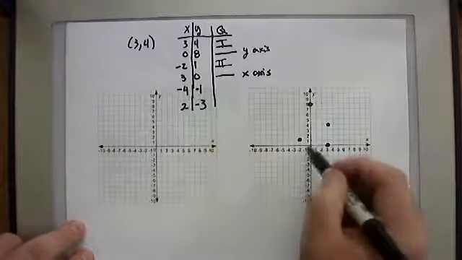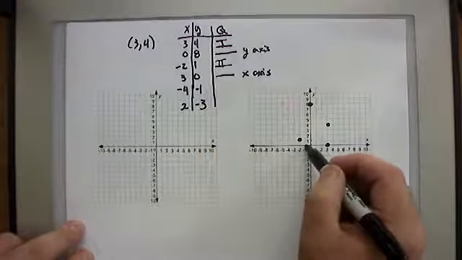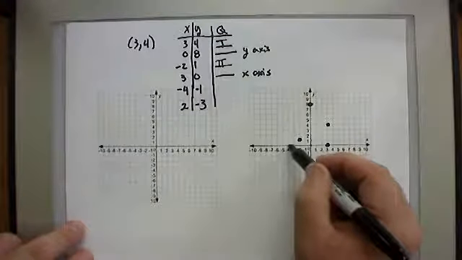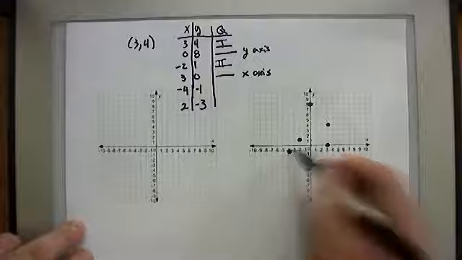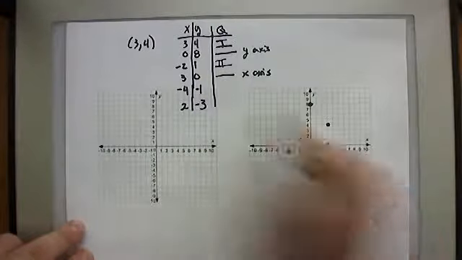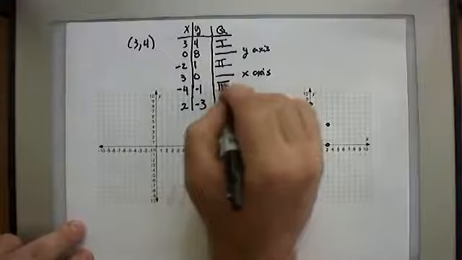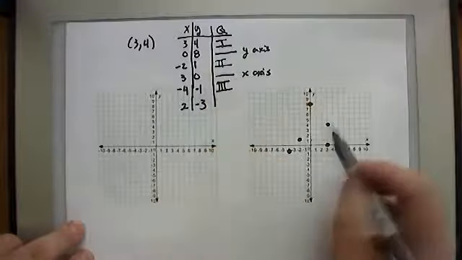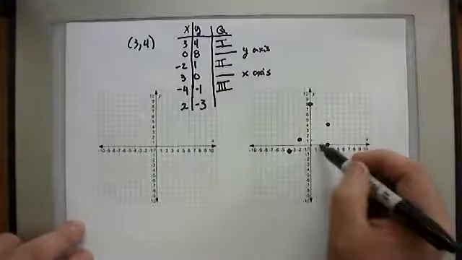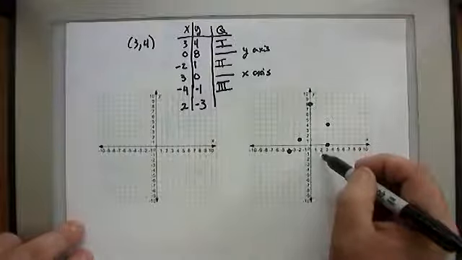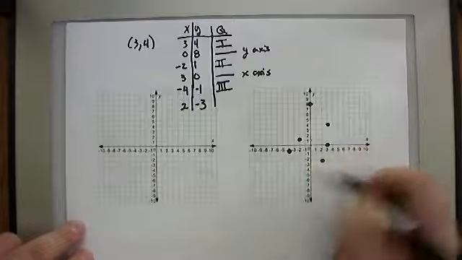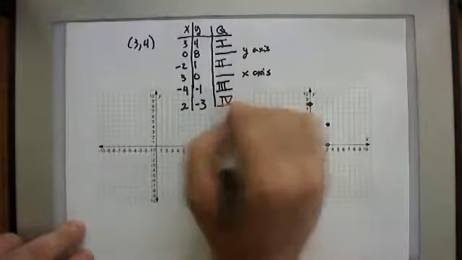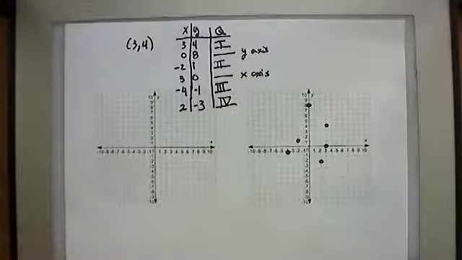(-4, -1). So that's going to be -4 on the x, -1, -2, -3, -4, and then -1 on the y, which would be right there. That's in quadrant 1, 2, 3. And then (2, -3), that's going to be 2 on the x, and then -1, -2, -3 down. It's going to be in quadrant 1, 2, 3, 4. Okay? So just a little bit of practice graphing points. That's something you'll have to do in the homework.